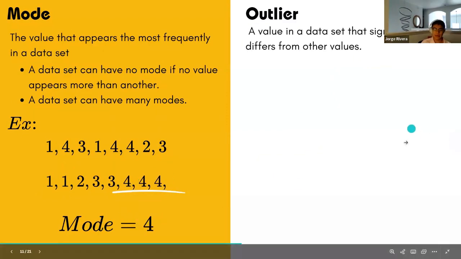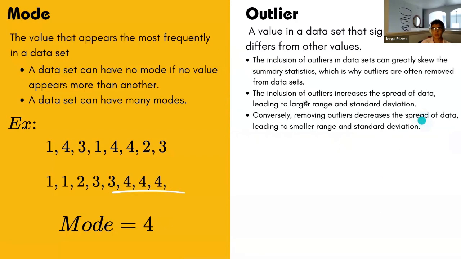So here we can see an outlier. An outlier is a value in the data set that significantly differs from other values. The inclusion of outliers in data sets can greatly skew summary statistics, which is why outliers are often removed from data sets. The inclusion of outliers increases the spread of data, leading to a larger range and standard deviation. Conversely, removing outliers decreases the spread of data, leading to a smaller range and standard deviation.